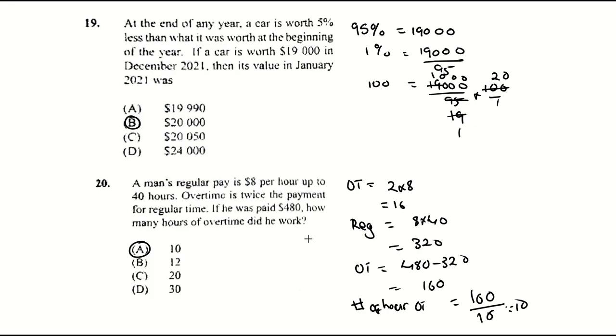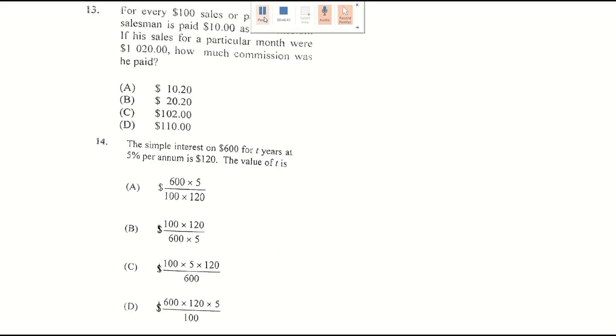And that is the end of May, June 2023. Let's look at January 2023. Paper 1, Consumer Arithmetic, numbers 13 to 20. Okay, let's look at this question.